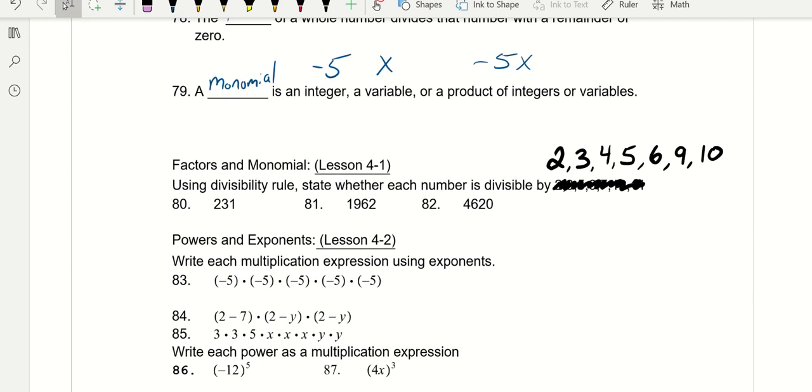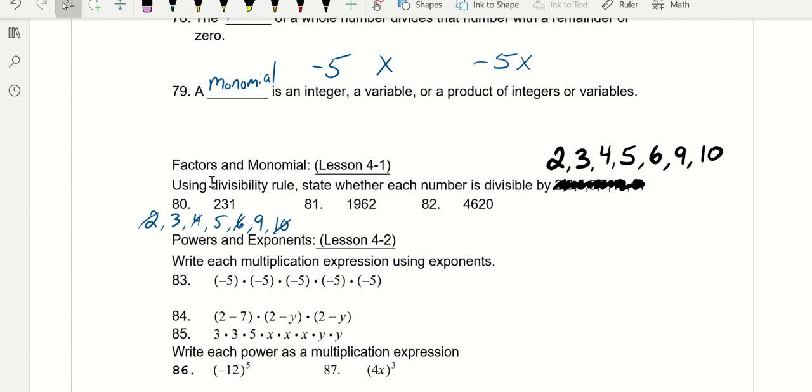Factors and monomials. Using the divisibility rules, state whether each number is divisible by 2, 3, 4, 5, 6, 9, or 10. So I like to write them out. You don't have to do this. 2, 3, 4, 5, 6, 9, 10. Okay, I can tell right away it's even, so it's not going to be 2. It's not going to be 4, not going to be 6, not going to be 10. Once it's not even, you can mark out all the even numbers.